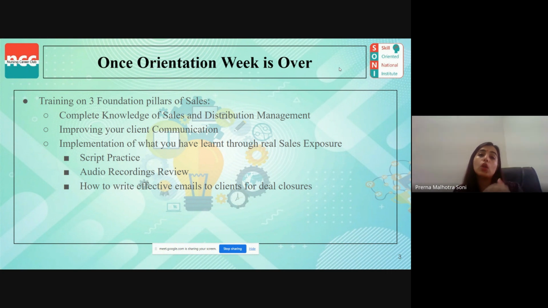Then we will also talk about how to write effective emails to clients for deal closures. Yes, a lot of the sales closures happen on the email functionality. There is definitely a need for a stamp that is required, that definitely you've closed the deal. These are your terms and conditions of your agreement with that client. And it is very important that you should know how to draft those emails to your clients.